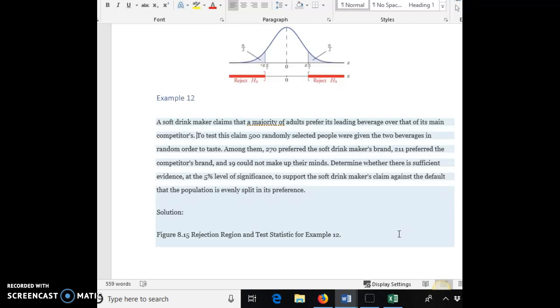their minds. Determine whether there is sufficient evidence at the 5% level of significance to support the soft drink maker's claim against the default that the population is evenly split in its preference. All right, now let's notice here that we are talking about a percentage. Essentially, if it's evenly split, we're going to have 50-50, 50% that like the soft drink maker's brand, and 50% that prefer something else. So let's start our hypothesis test.